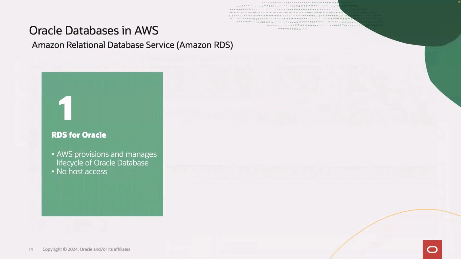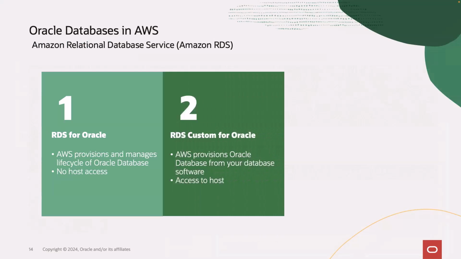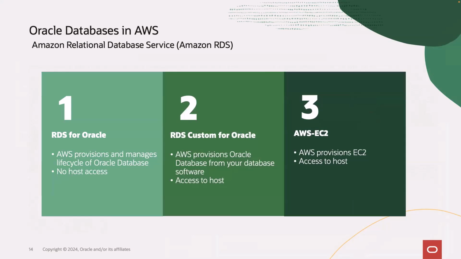Now we can move to the different AWS Oracle options available. The first option is RDS for Oracle. The first and most familiar service is RDS for Oracle, which is like the IaaS DBaaS service. In this option, AWS provisions and manages the Oracle databases. There is no host access provided with this option, so you will get just the database details. You can just connect and use it in the applications.